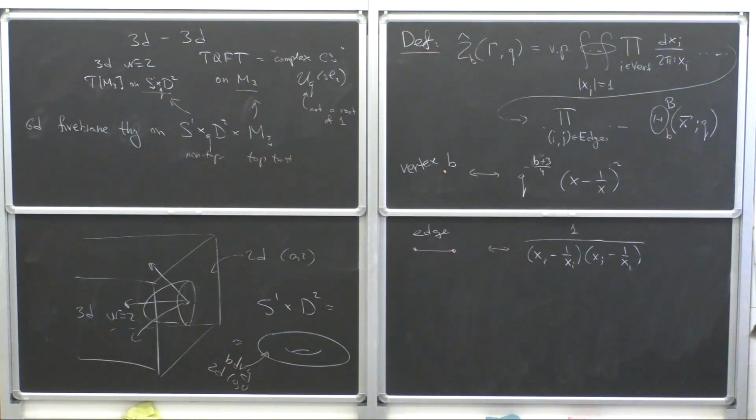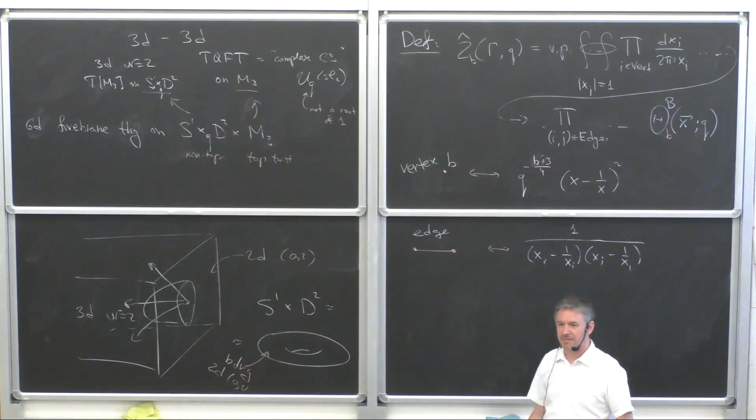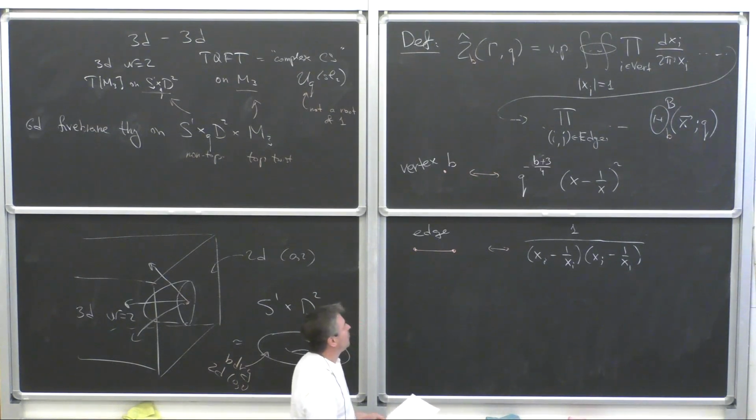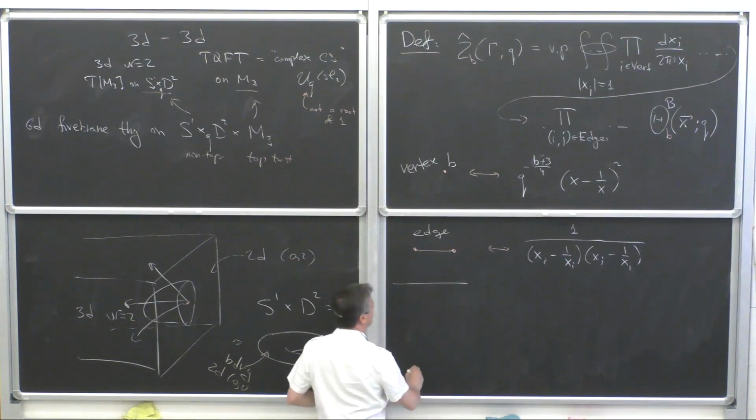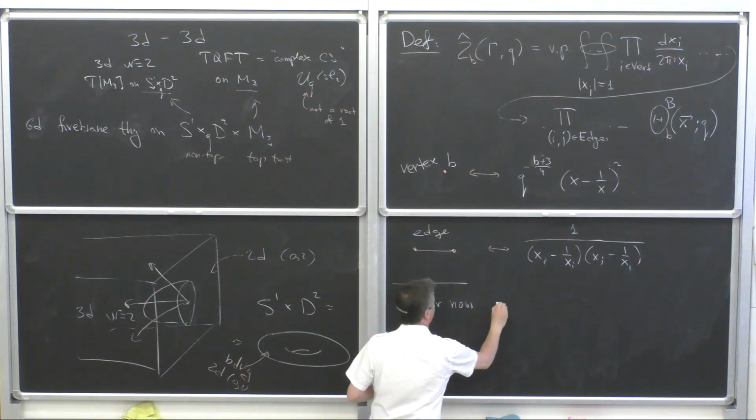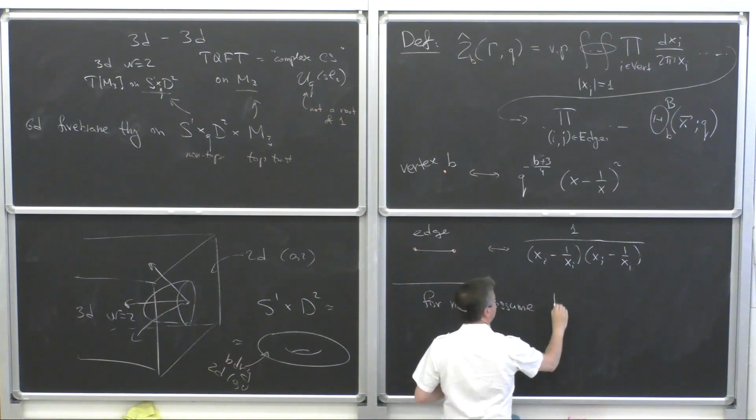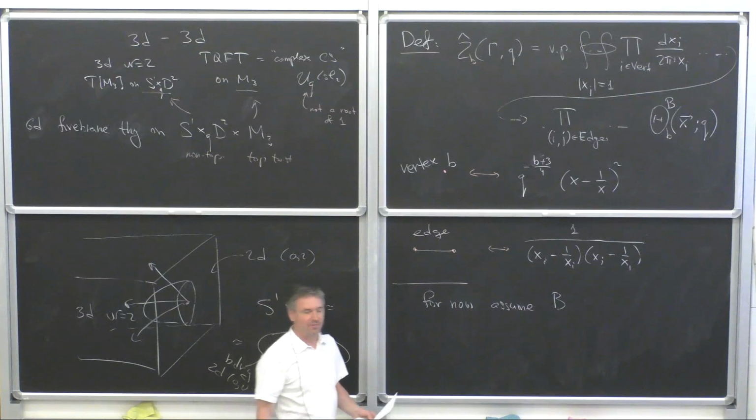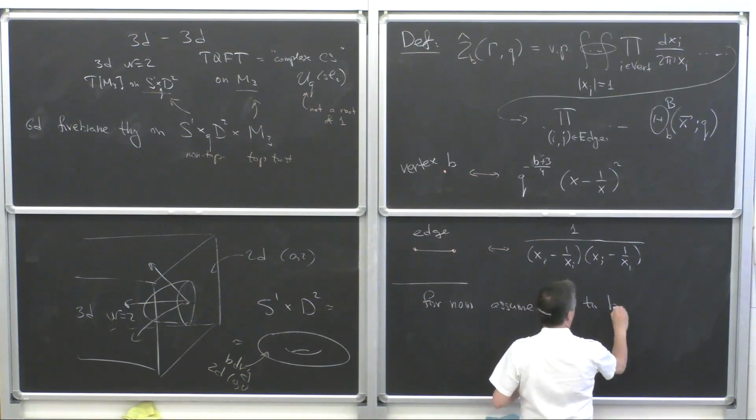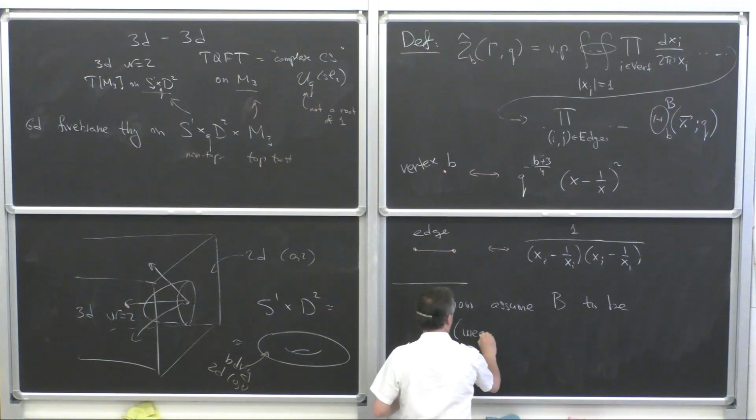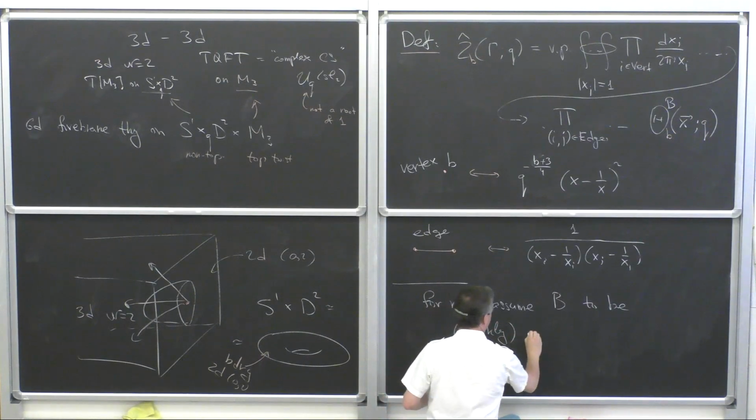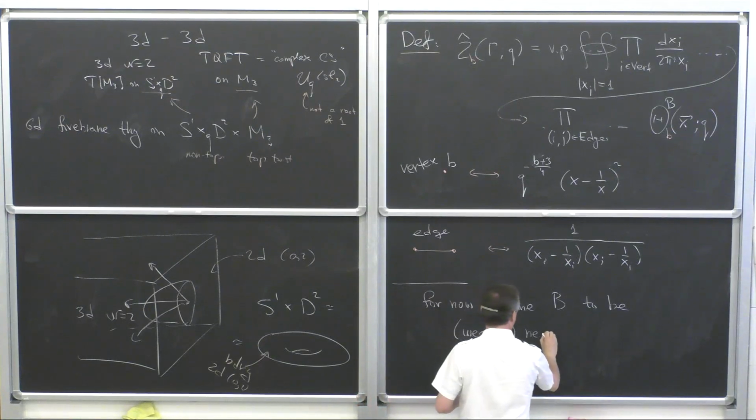Okay. So that's it. This finishes the definition. Maybe one more thing, as an aside: for now, assume this bilinear form, quadratic form B, to be negative definite, or you can actually relax this to say weakly negative definite.